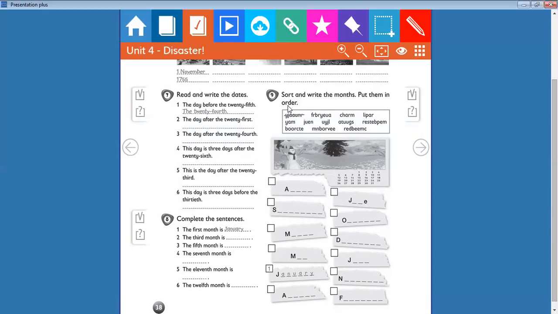Exercise number 9, sort and write the months. Put them in order. Look at the months here. They are not in order. We have to sort them and write them here. Okay.